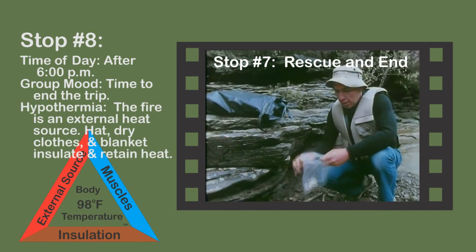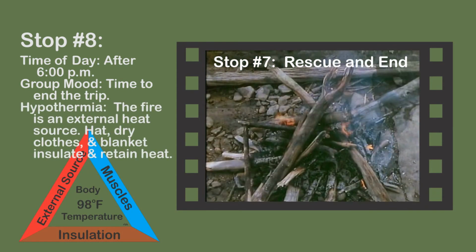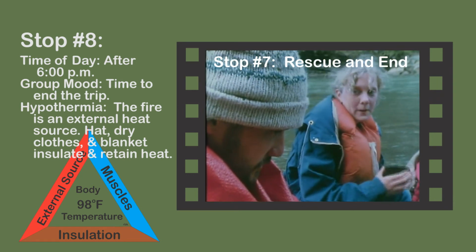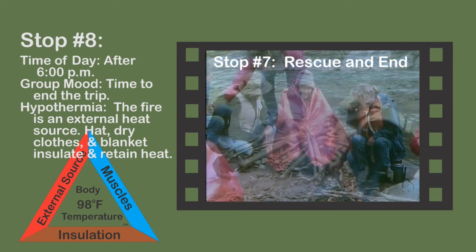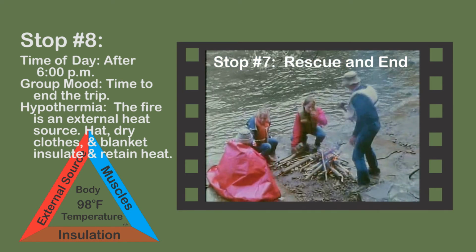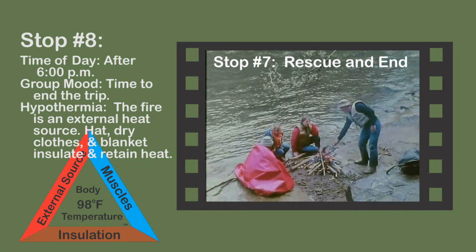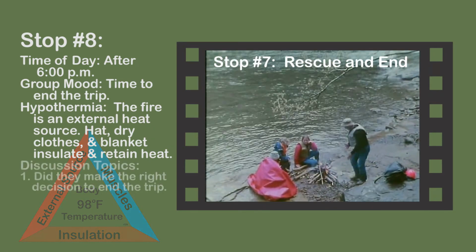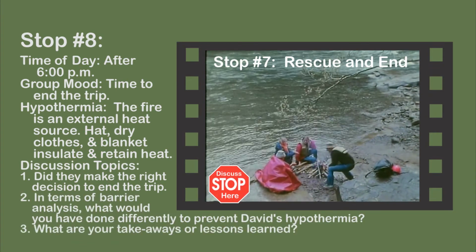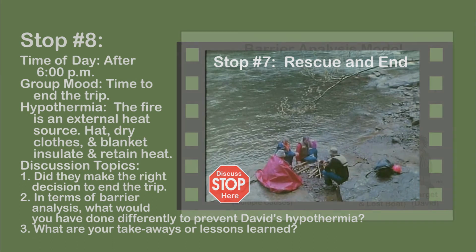Returning to the 3 ways to maintain body temperature, the fire is a source of external heat. The blanket and dry clothes insulate and help to retain the heat gained. Hypothermic, David can generate little, if any, surplus heat through exercise. They did decide to end the trip here. Was that a good decision?